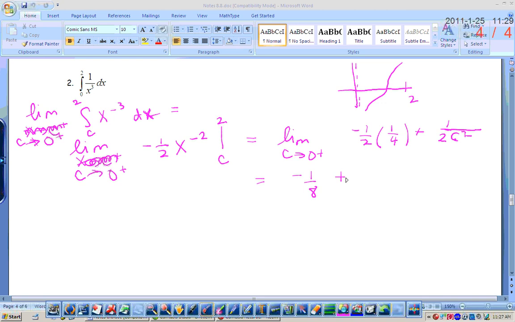Plus 1 over a tiny, tiny, tiny, tiny number, which is infinity. And negative 1/8 plus infinity is still going to be infinity, so this integral diverges.